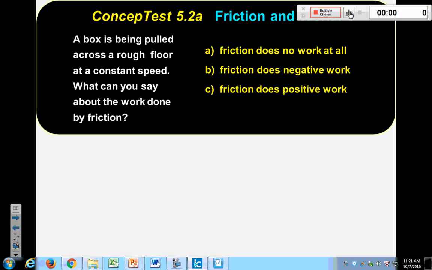Okay. A box is being pulled across a rough floor at a constant speed. What can you say about the work done by friction?